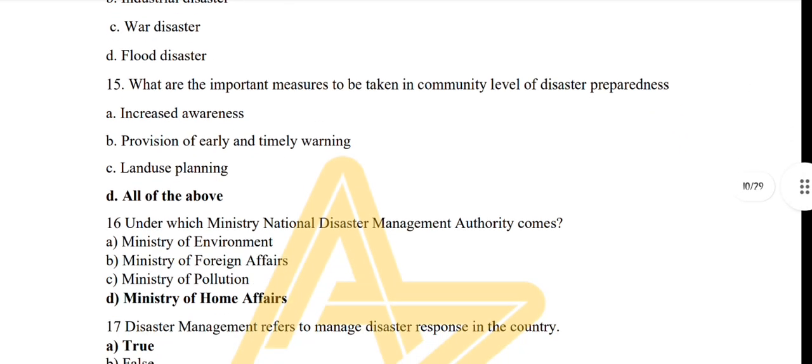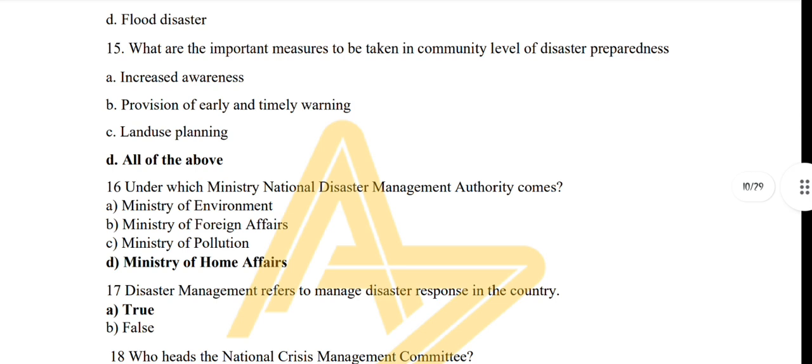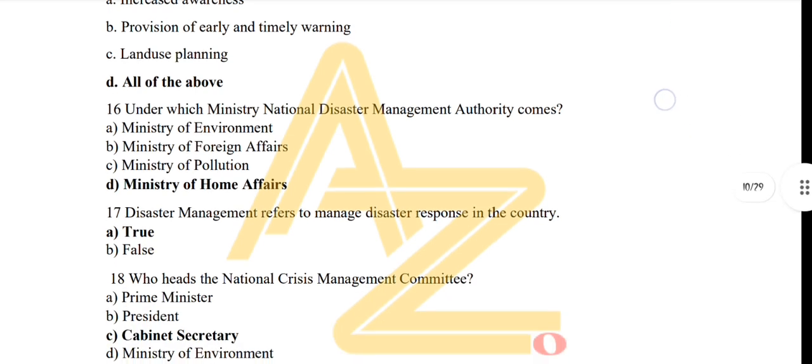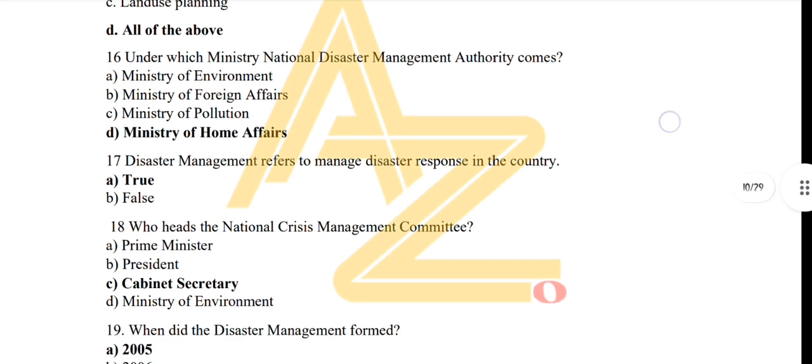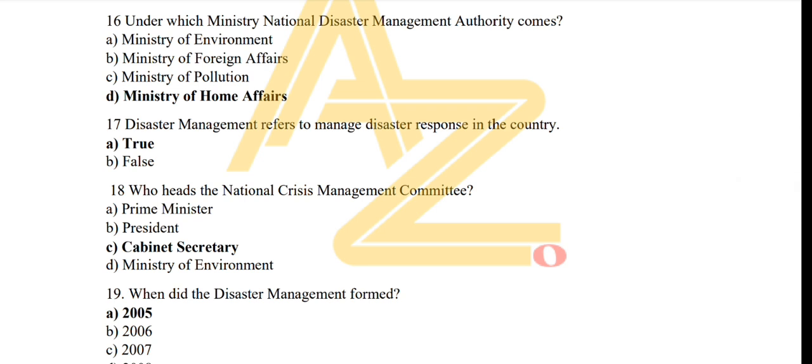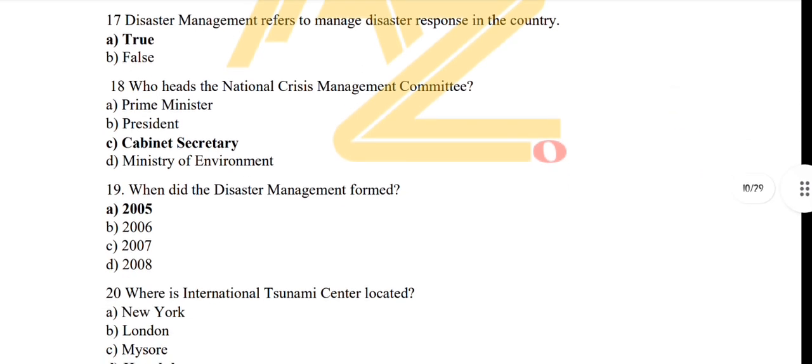Mass killing diseases can be referred to as a biological disaster. What are the important measures to be taken in community level disaster preparedness? All the above, because of increased awareness, provision of early and timely warning, and land use planning. Under which Ministry does the National Disaster Management Authority come? Ministry of Home Affairs. Disaster management refers to managing the disaster response in a country. It is true.